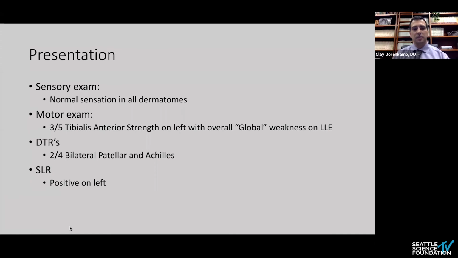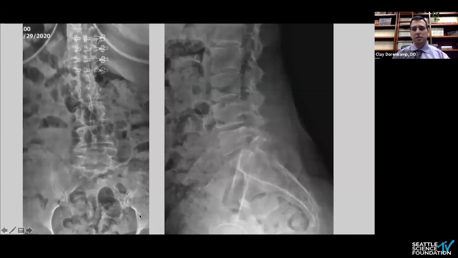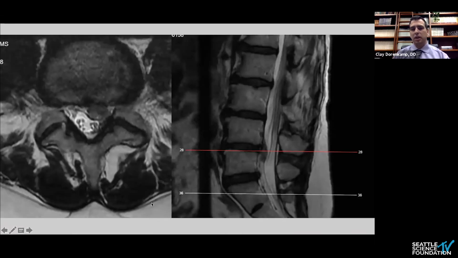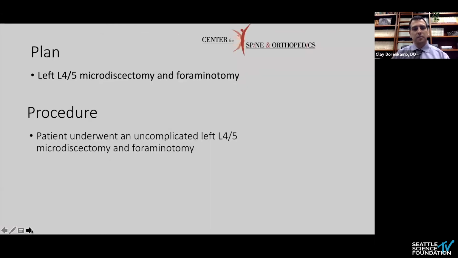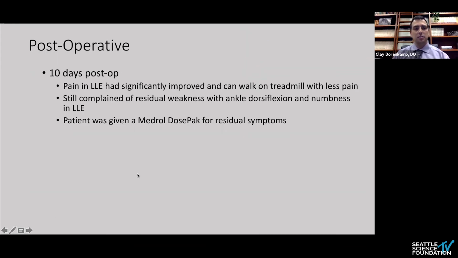As far as her physical exam went, her sensation was normal. She did have weakness in her tibialis anterior, which was graded as 3 out of 5, but overall global weakness of the left lower extremity was noted. She did have a positive straight leg raise on the left and 2 out of 4 reflexes. This was her AP and lateral x-rays. And then moving on to her MRI showing a left paracentral disc herniation. So the plan for this was a left L4-5 microdiscectomy and foraminotomy. The patient underwent an uncomplicated left L4-5 microdiscectomy and foraminotomy with no reported complications.